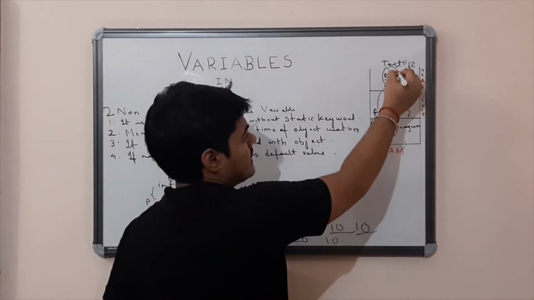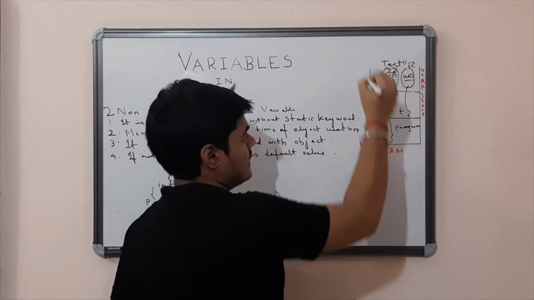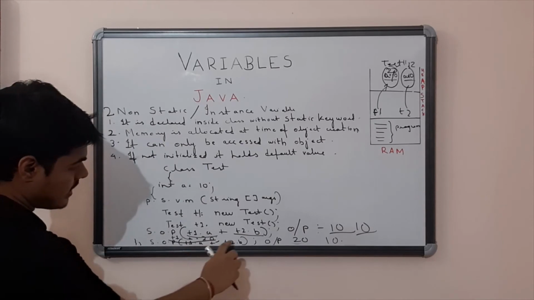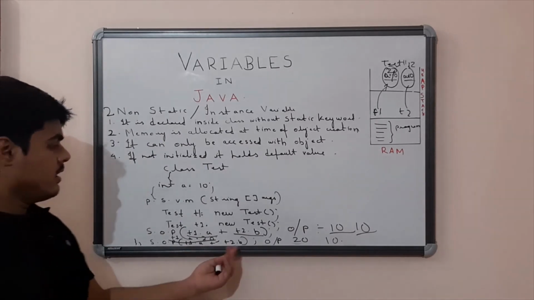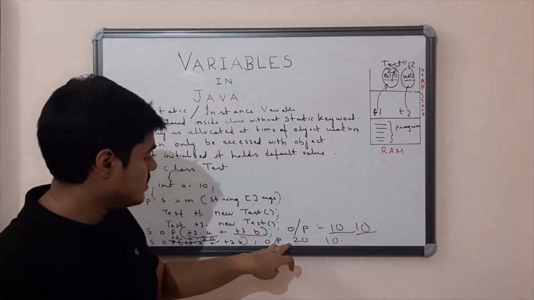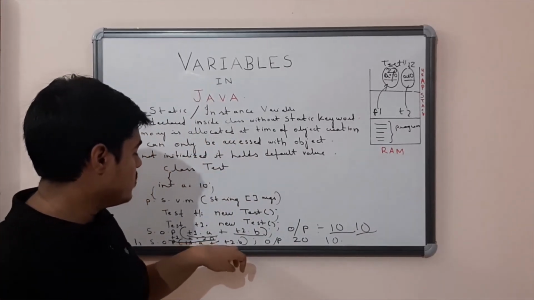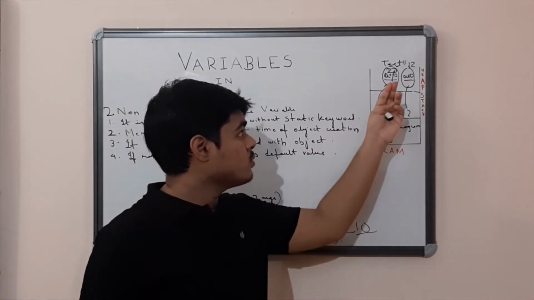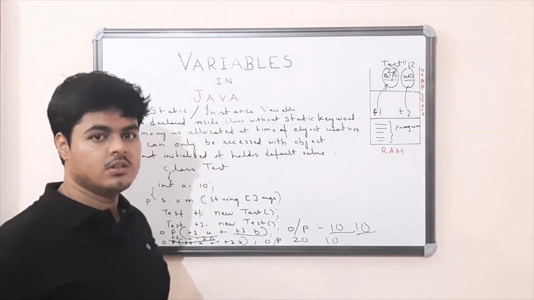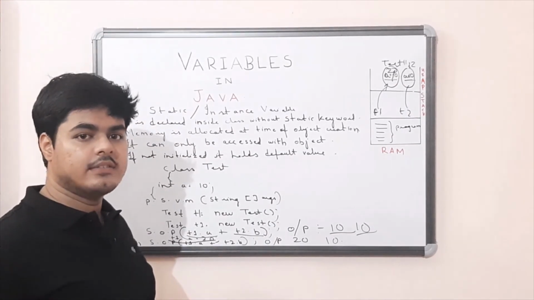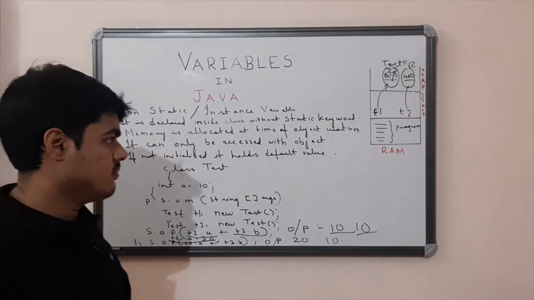Now let us see one thing here, t1 dot a equals to 20. So here we are changing this value to 20. Now we are trying to print it again, t1 dot a and t2 dot b. So t1 dot a is equal to 20, so it is showing 20, but t2 dot b is showing 10, because here two different objects are created. So for each object, a separate copy of the non-static variable is created.